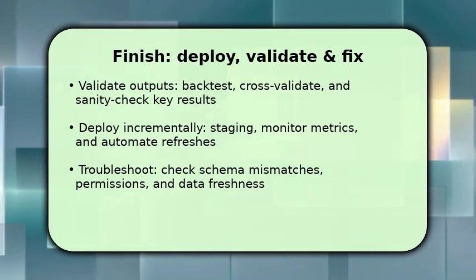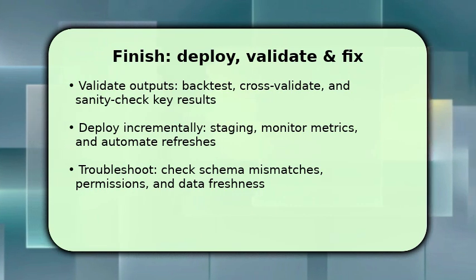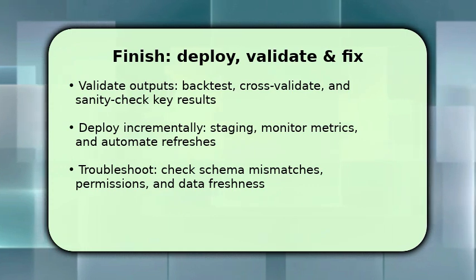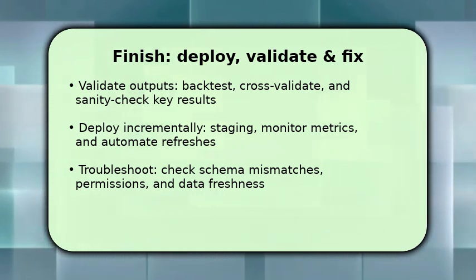If things go wrong, check schema mismatches, permissions, and data freshness first. These account for most failures and are quick to verify. Then roll back or patch the pipeline as needed.